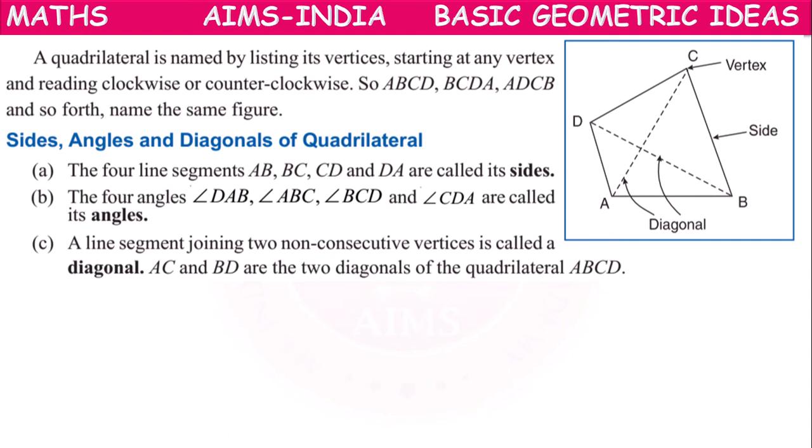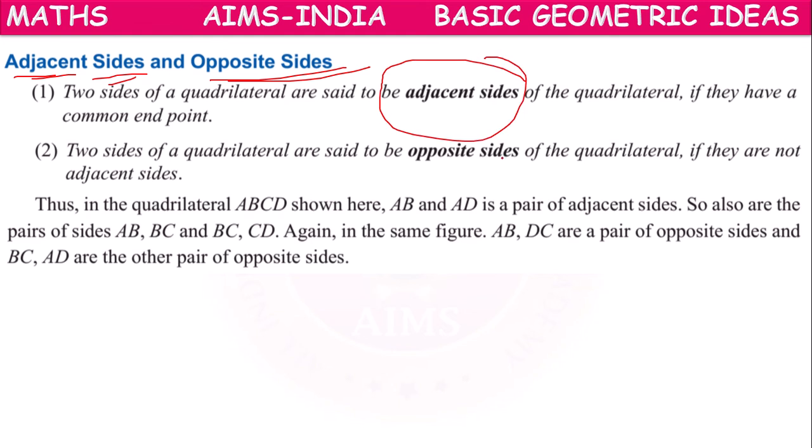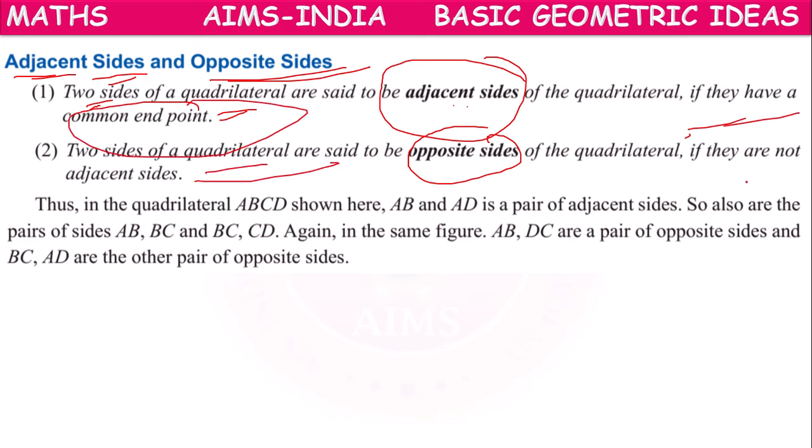So in a quadrilateral, we have adjacent sides and opposite sides. Adjacent sides means two sides of a quadrilateral are said to be adjacent if they have a common endpoint. Two sides of a quadrilateral are said to be opposite sides if they are not adjacent, or if they don't have common endpoints. So AB and AD are adjacent sides, a pair of adjacent sides, as are AB and BC, BC and CD. AB and DC are opposite sides, BC and AD are opposite sides.